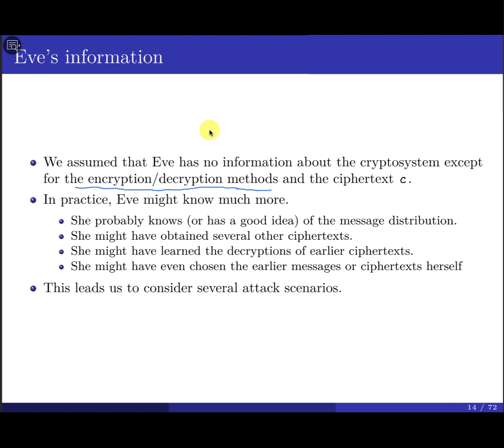At the same time, the ciphertext. We expect that she has access to the ciphertext. That's what the bad guys have; that's our assumption. But generally speaking, the bad guys always know more than what we expect.